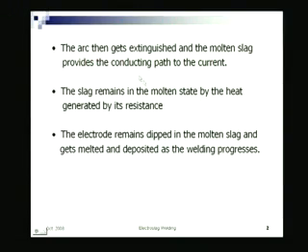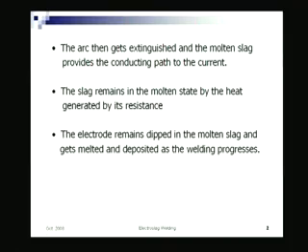So, what you see is that in this process, in all the other processes, the electrode never touched the plate surface or the molten pool. There was an arc. Here also it is not touching the molten metal pool, it is touching the molten slag pool. Through the molten slag, the current is flowing, and that heat is being used to melt the metal. So, the electrode remains dipped in the molten slag and gets melted and deposited as the welding progresses, right.